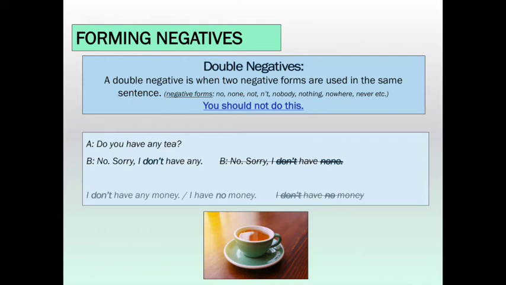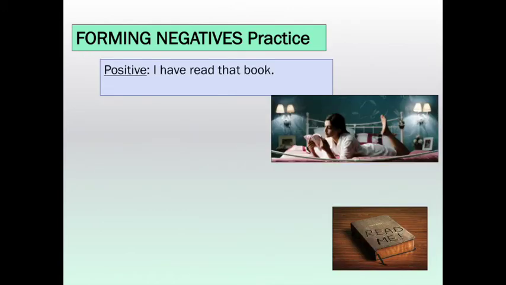You can say, I don't have any money, or I have no money, but you cannot put these together. You cannot say, I don't have no money, because that's a double negative. It has two negative forms in the same sentence, and you do not want to do that. Okay, let's look at a few more examples and try to do them together.